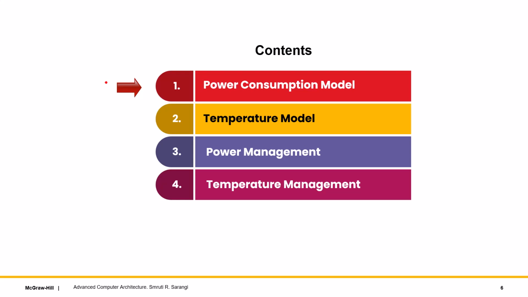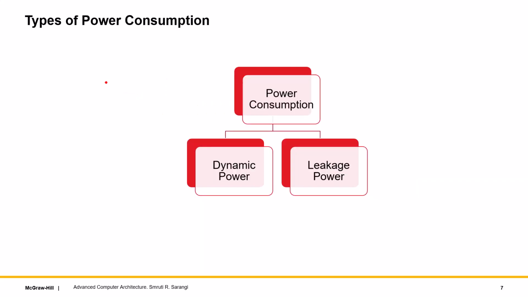So, let's first look at a basic power consumption model, then we will look at a temperature model, and then we will see how you manage power and temperature, how you keep both within limits. So, power has primarily two components. One is dynamic power, which happens because of activity in your processor. The other is leakage power, which is dissipated regardless of activity, mainly because there are leaky interfaces via which ideally no current should flow, but it actually flows.